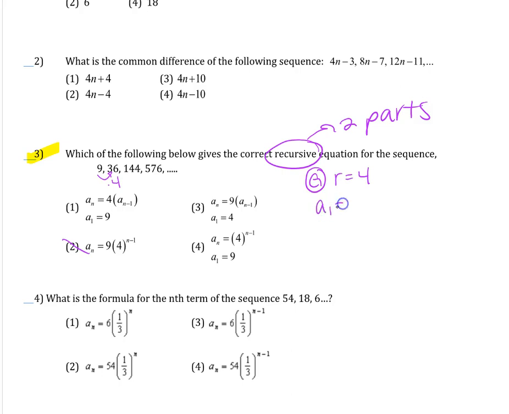So whenever you do a recursive sequence, it's always the first term and whatever's happening to the previous term that gives you the next term in the sequence. So I just said we're multiplying by 4 each time. A sub n minus 1 means the previous term. So I'm taking the previous term, multiplying that by 4, and I know my first term is 9. Okay, so right now I'm eliminating 3 because a sub 1 is 4. So now I'm between 1 and 4. This one's the only one where it's dealing with a sub n minus 1, which is, again, the previous term. So option 1 is the correct choice.